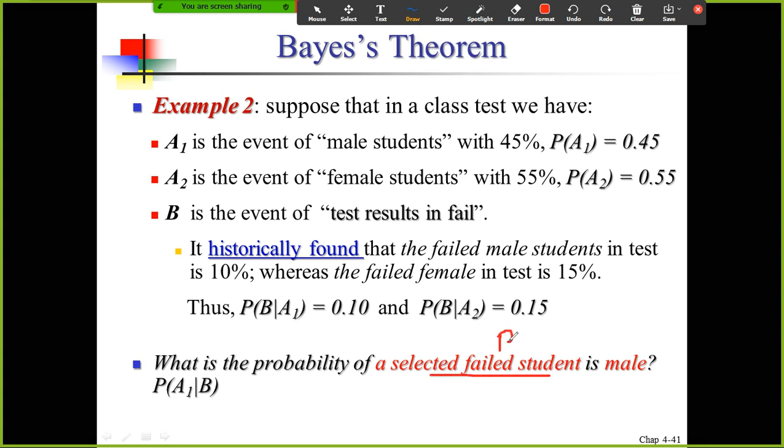Fail student is male. That's why it's here. Among the fail students, in the fail student group, we have male and female. But if we select one student from the fail student group, what is the probability for male? Okay, in this case.